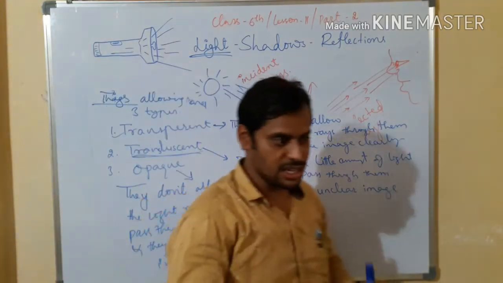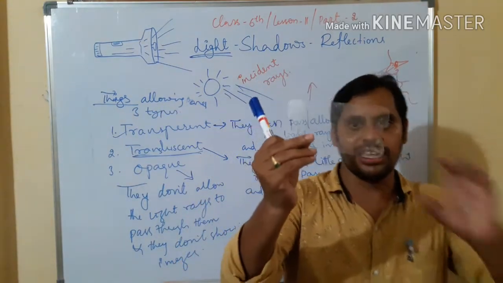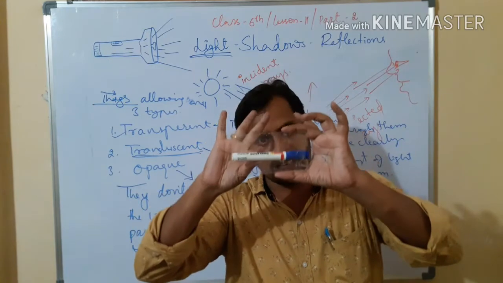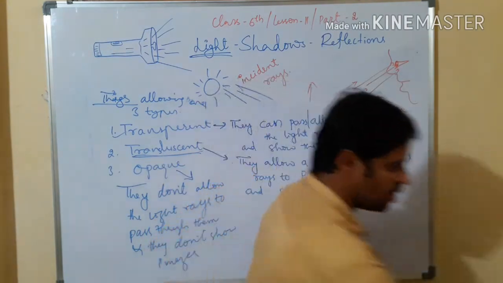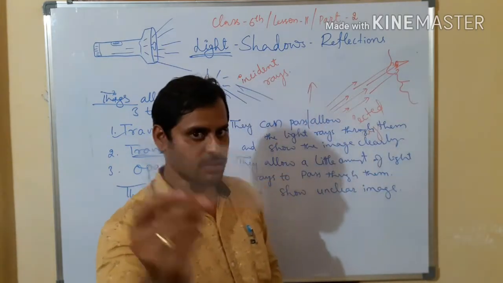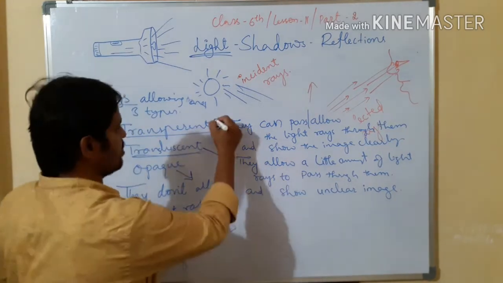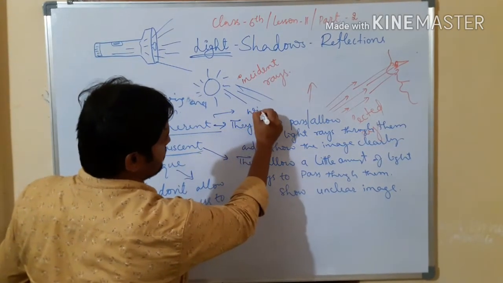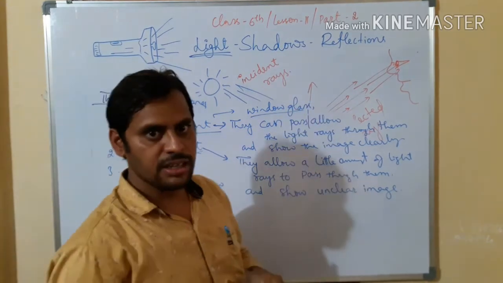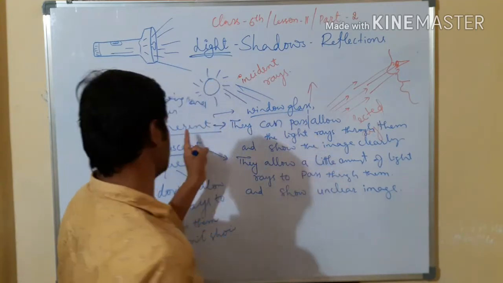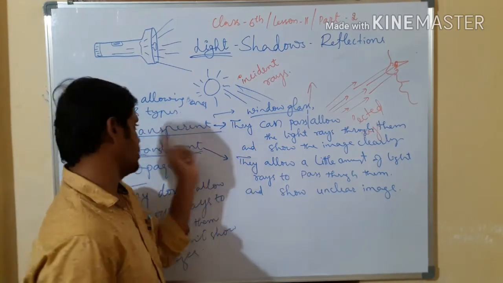Here transparent materials are the materials which can pass the sunlight, or any light rays, through them, and they can show the image clearly. Whereas translucent materials, for example... this transparent, can you give some examples? Your assignment is to name some transparent materials. For example, I could give you window glass, transparent window glass, like that. Give some examples for the transparent material. I will check your notes. Definitely you should complete this assignment.